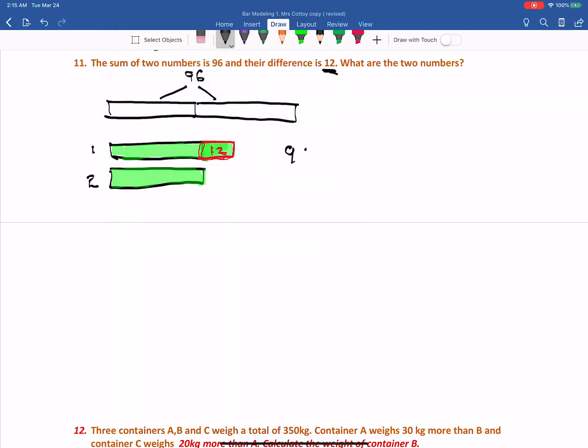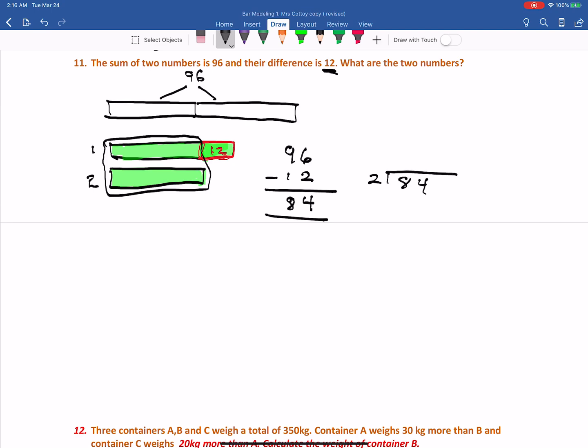I have to repeat myself often so that it will sink. 6 take away 2 equals 4. 9 take away 1 equals 8. What does that mean? It means that the two equal parts, now imagine the 12 has been broken out like a piece of juicy chocolate on a bar. You have these two parts left, and they are equal to 84. Two equal parts. So 2 into 84. 2 into 8, 4. 2 into 4, 2. So 42 and 42.